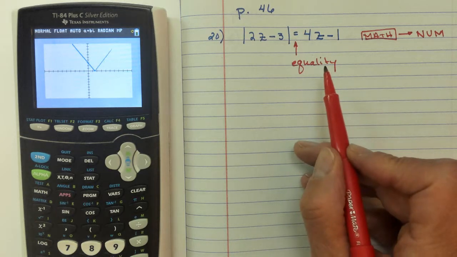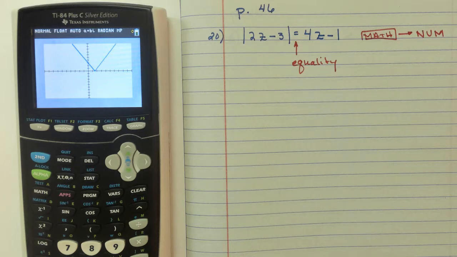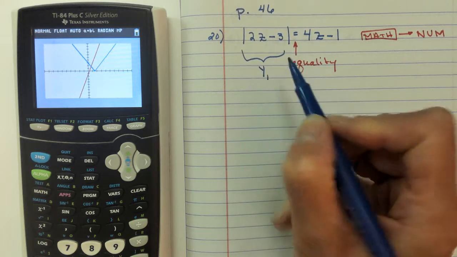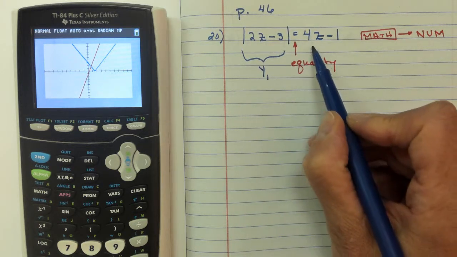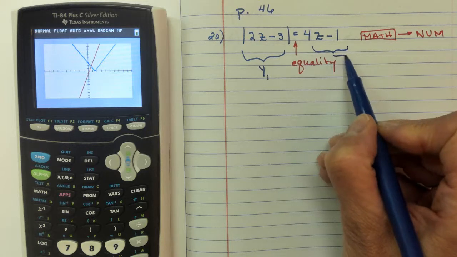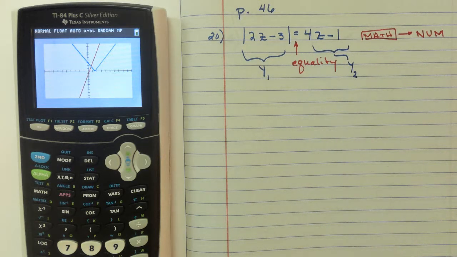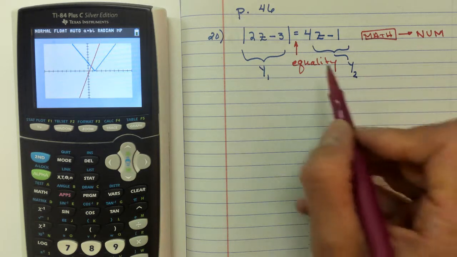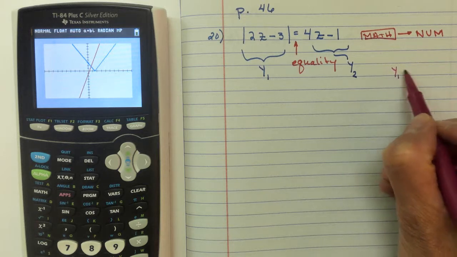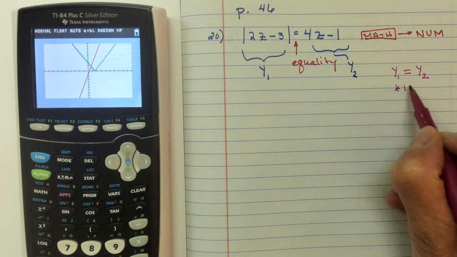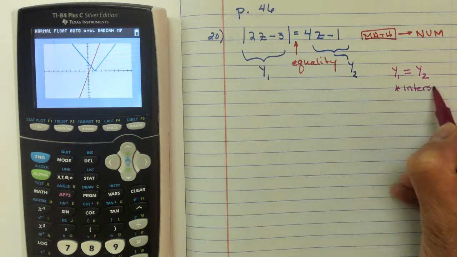So I have to remember, let's write this down here as a little note to self, with an equality that this side here is going to be put in y1, and then this side here, I'll put this in y2. So I want to see where they're equal, and where they're equal is the intersection. So where y1 equals y2, I'm going to look for the intersection.